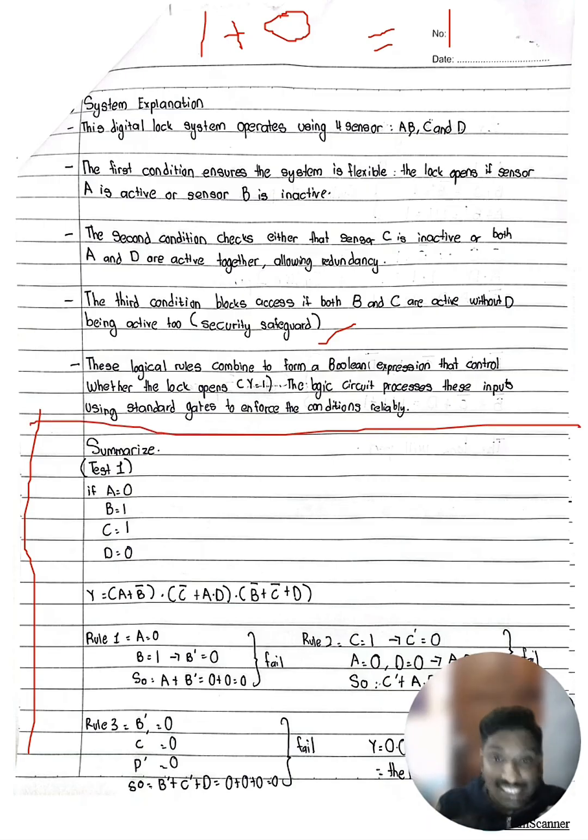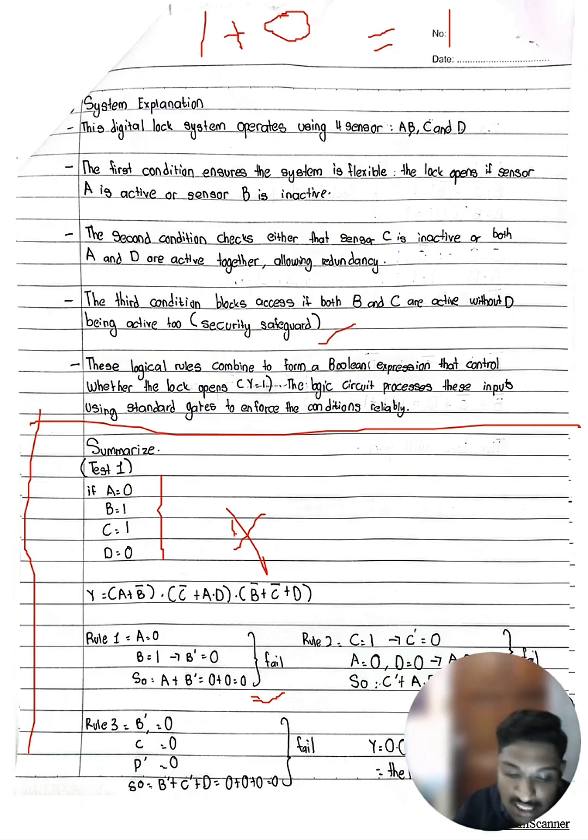Okay, let's say test one: A equals 0, B equals 1, C equals 1, and D equals 0. Okay, rule 1. From here you can understand the system correctly. A equals 0, B equals 1, so B bar equals 0, because the bar is always the opposite of B. So A plus B bar, 0 plus 0 equals 0. If you get 0, it obviously fails. So operation 1 fails. We put X over here. Okay. Rule 2, C equals 1, so C bar equals 0. A equals 0, D equals 0 based on this scenario.